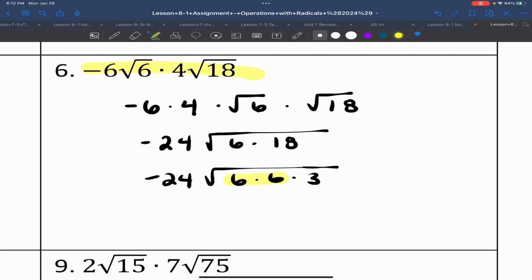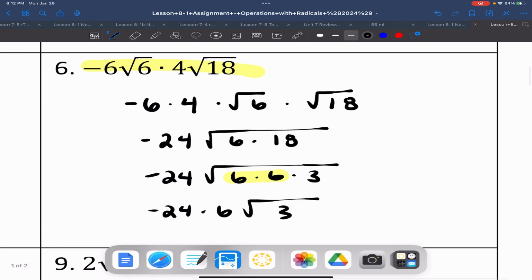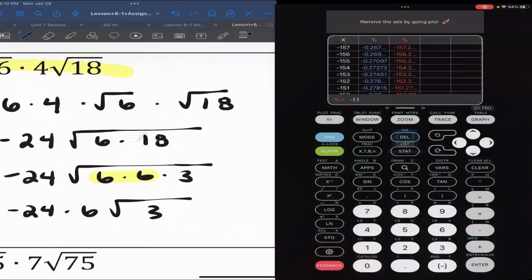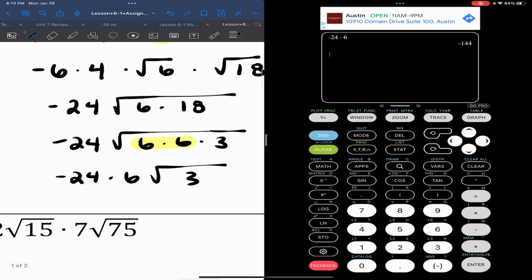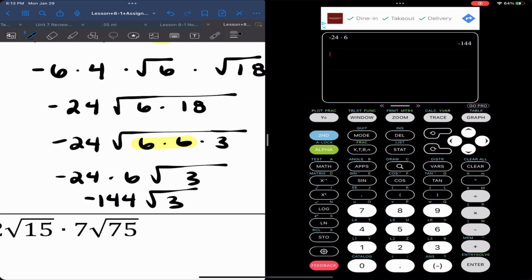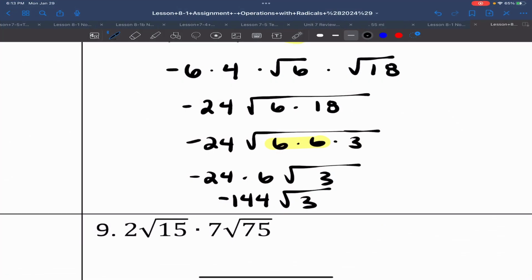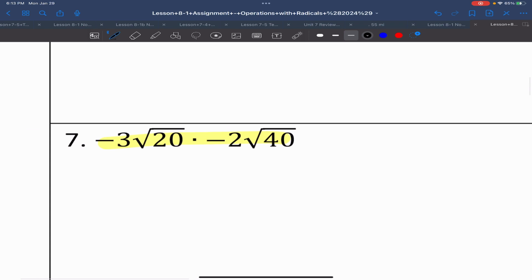And look at that. I have a pair of 6's right there. So I can go ahead and take one of the 6's out and put it outside. So it's negative 24 times 6 root 3. And I'm going to real quickly get my calculator out because I don't know what negative 24 times 6 is. So it's negative 24 times 6. That's negative 144 root 3. That's your answer.